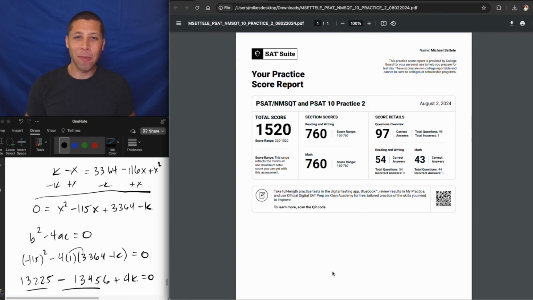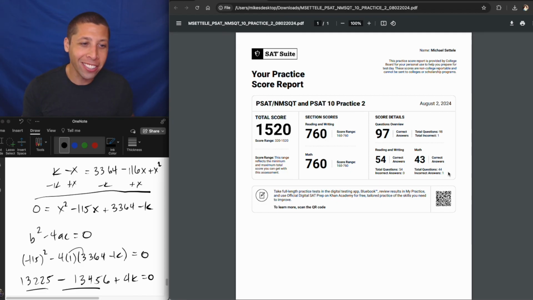All right, so good news and bad news. The good news is I got a perfect score on this PSAT. Remember that PSATs are out of 760 per subject, not 800. Why do they do that? I don't really have a good answer, but that's just the way it goes. You can see that on this score report, 760 in each subject, so that's a 1520 total.